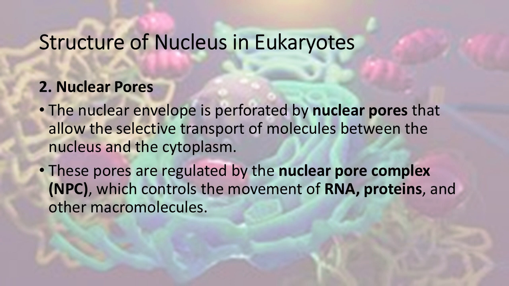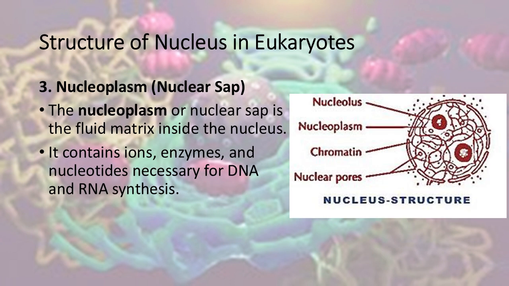Nuclear pores. The nuclear envelope is perforated by nuclear pores that allow the selective transport of molecules between the nucleus and the cytoplasm. These pores are regulated by the nuclear pore complex, NPC, which controls the movement of RNA, proteins, and other macromolecules. Nucleoplasm, nuclear sap. The nucleoplasm or nuclear sap is the fluid matrix inside the nucleus. It contains ions, enzymes, and nucleotides necessary for DNA and RNA synthesis.